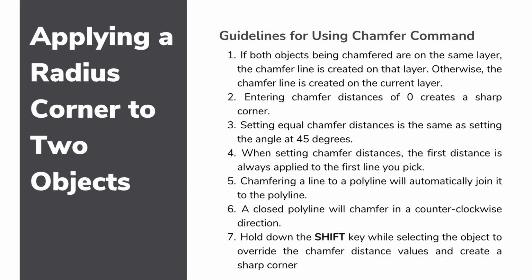Next, chamfering a line to a polyline will automatically join it to the polyline. Next, a closed polyline will chamfer in a counterclockwise direction. And last, hold down the Shift key while selecting the object to override the chamfer distance values and create a sharp corner.